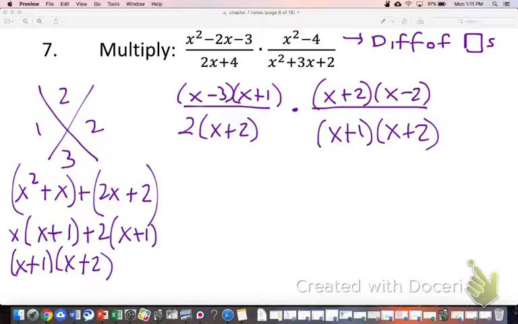Okay, so isn't it true that once you factor, then all the items that cancel out become a lot more clear, don't they? So as I start to look to cancel things out, I see x plus 2 canceling with x plus 2. I also see x plus 1 canceling with x plus 1. Do you guys see any other cancelings?